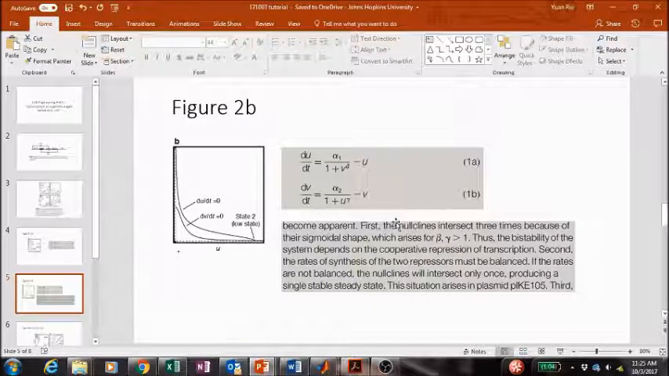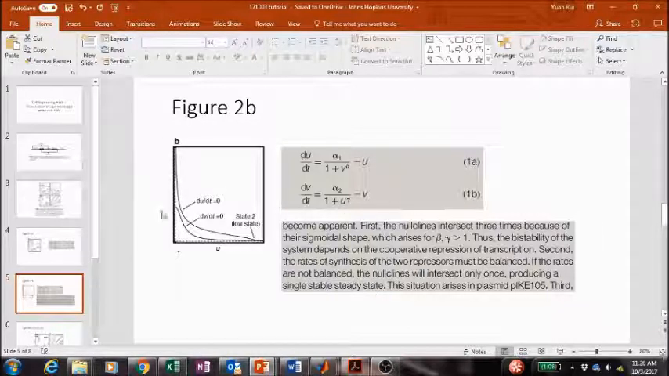If we look at the paper in box 1, we see that it defines the bistability in this way. So it says the bistability of the system depends on the cooperative repression of transcription, and it says the rates of synthesis of the two repressors must be balanced. If these rates are not balanced, the nullclines will intersect only once, producing a single stable steady state.